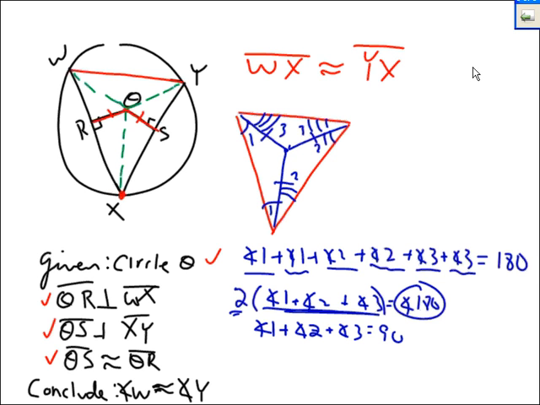Now, maybe what we should do is introduce RO. So basically this was W, X, and Y, and now we introduce R and S. RO and SO. And these are right angles. So now we even have 2 more triangles. W, X.